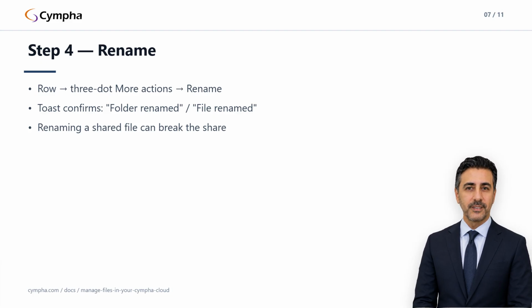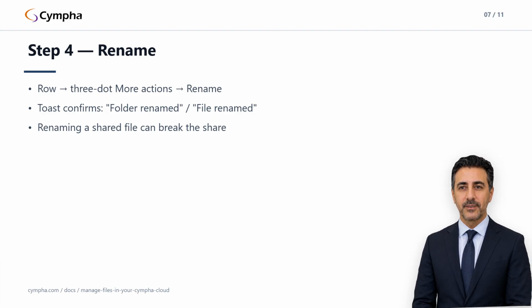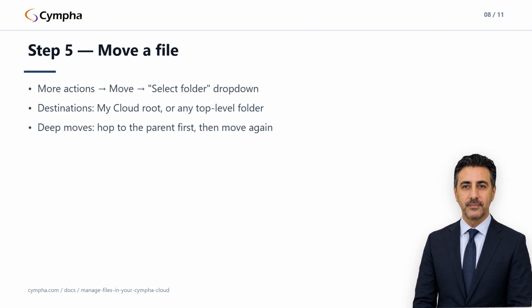Moving works from the same menu. Choose Move, and a small dialog opens with a drop-down labeled Select Folder. The drop-down lists two kinds of destination, the root of your cloud and every top-level folder under it. Pick one, click Move, and the file disappears from the current folder and appears at the destination, with a toast confirming file moved. Notice what the drop-down doesn't list: subfolders.